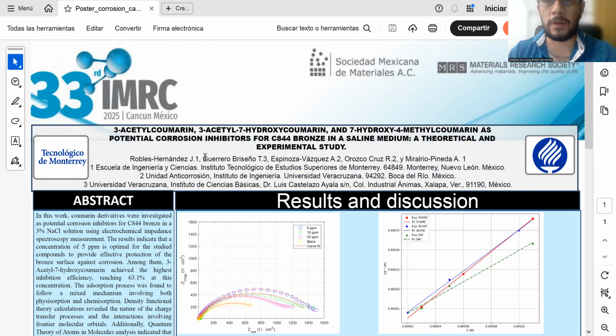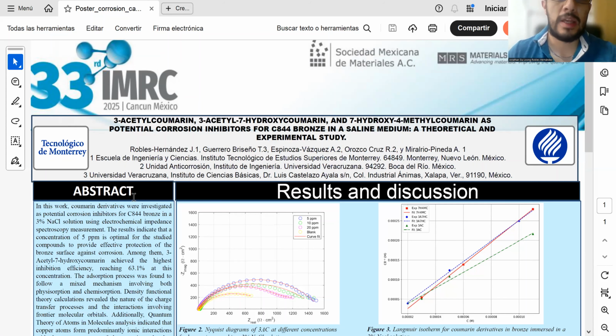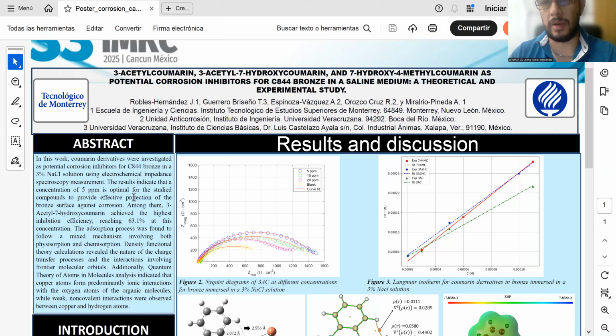This work is focusing on coumarin derivatives as potential corrosion inhibitors for C844 bronze in a saline medium. This is a theoretical and experimental study. Well, for the abstract, in general, this study is focusing on coumarin derivatives because they are organic compounds.